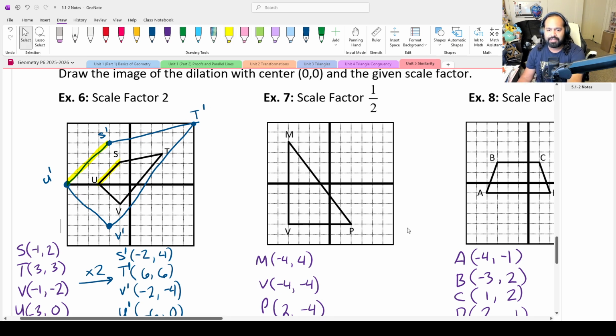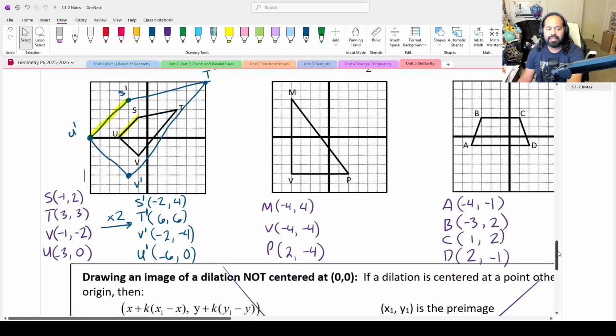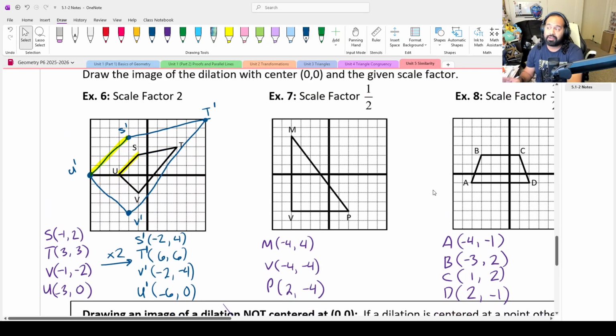So if you want, go ahead and pause the video now and try example 7 on your own. Go ahead and apply the scale factor of 1/2 to all of those points.